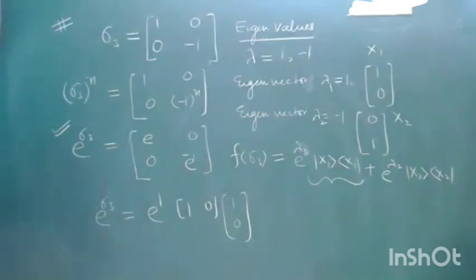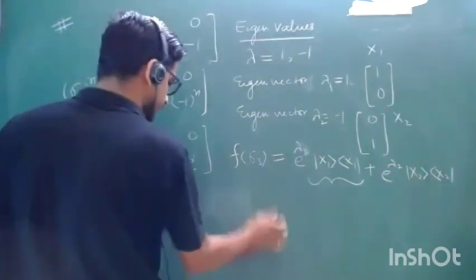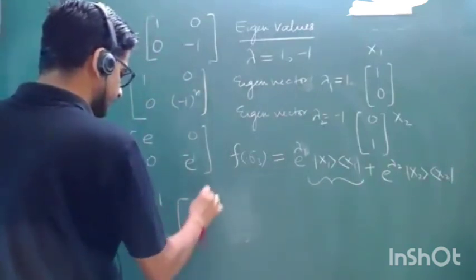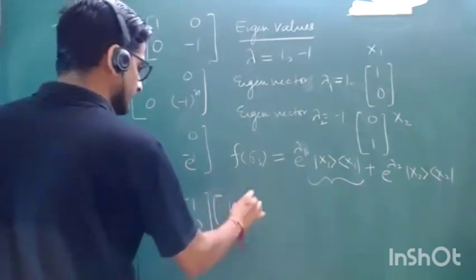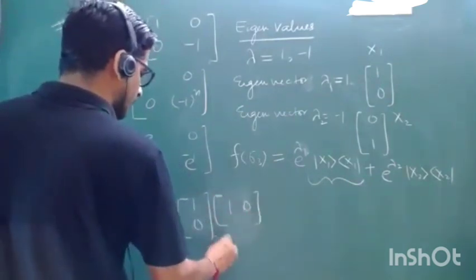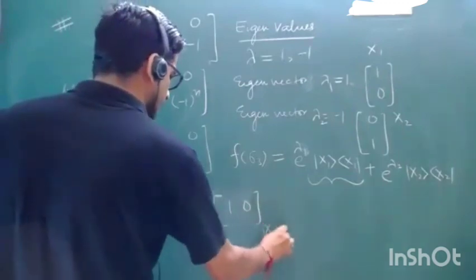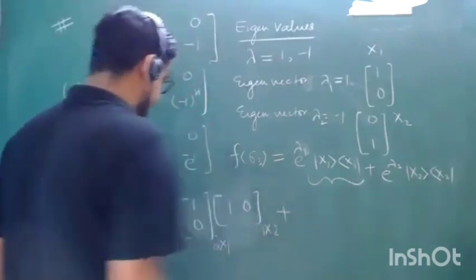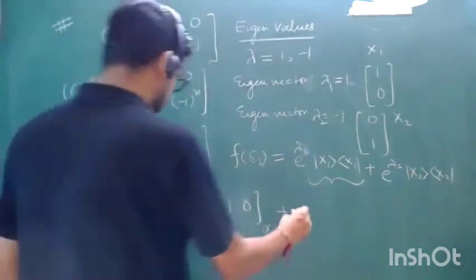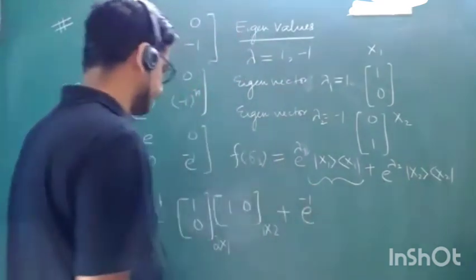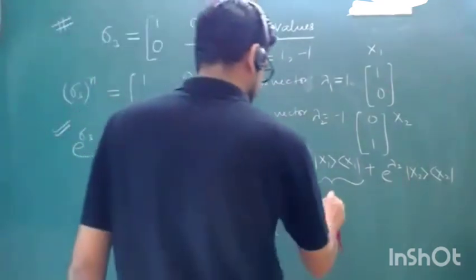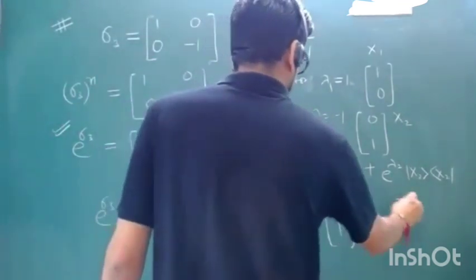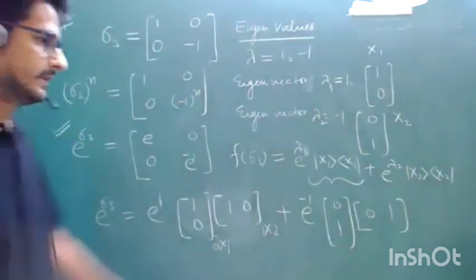The notation is wrong because here I will write 1 0 and then 1 0, because this has to be 2 cross 1 and this has to be 1 cross 2, then it will come out 2 cross 2. Okay, and plus here it will become e to the power minus 1 and then 0 1 and 0 1.